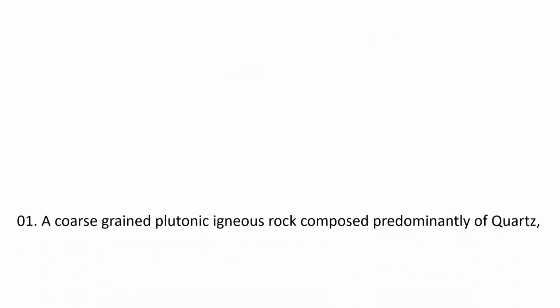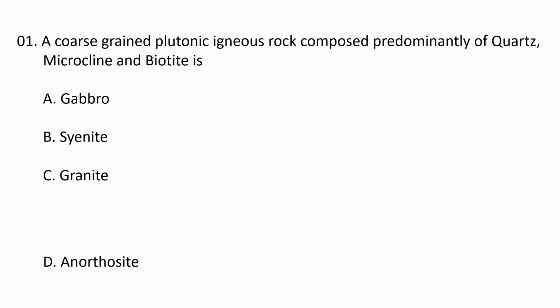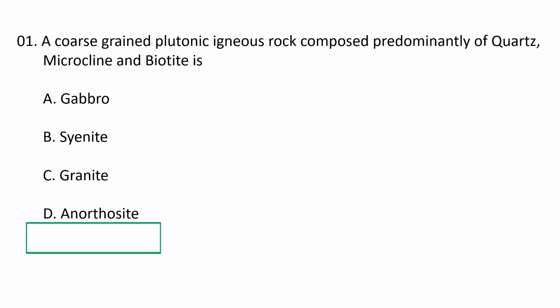Coming to the first question. A coarse-grained plutonic igneous rock composed predominantly of quartz, microcline and biotite is. Options are A. Gabbro, B. Cyanite, C. Granite, D. Anorthosite. So a coarse-grained plutonic igneous rock composed mainly of quartz, microcline and biotite is known as granite.